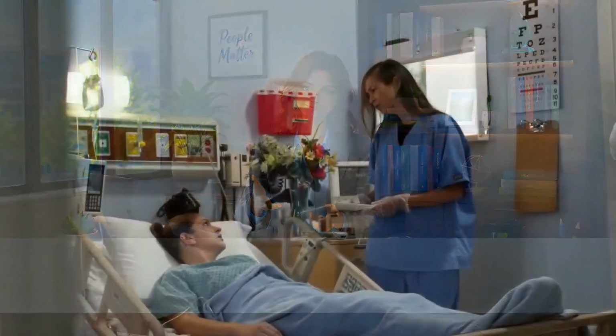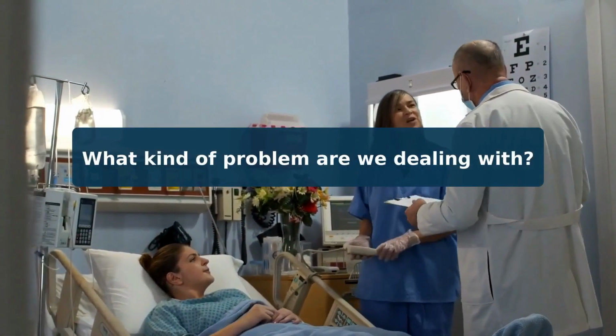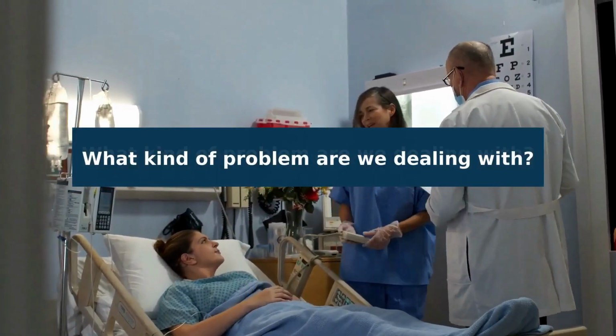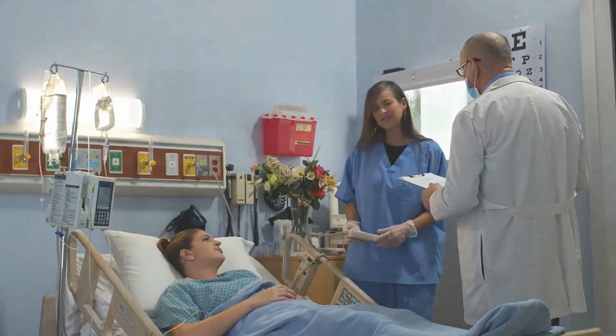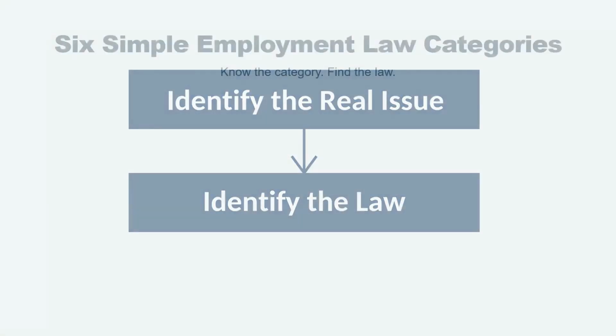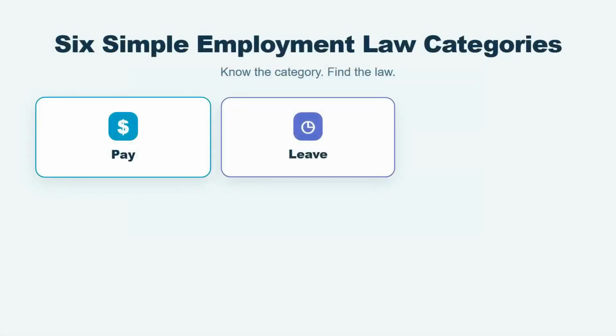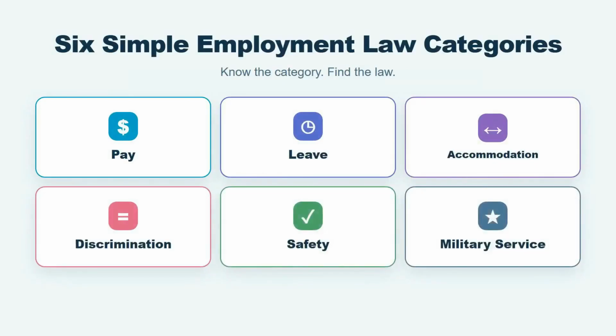Think like an emergency room triage nurse. Before diagnosing a patient, they first determine what kind of problem they're dealing with. Do the same on your exam. Identify the issue first. Then, identify the law. We can organize employment laws into 6 simple categories. Once you know the category, finding the correct law becomes much easier.